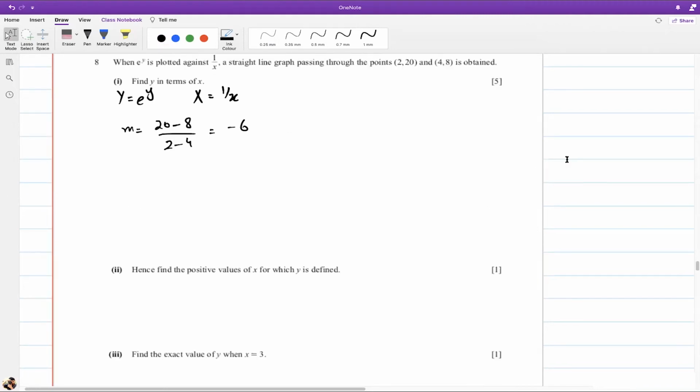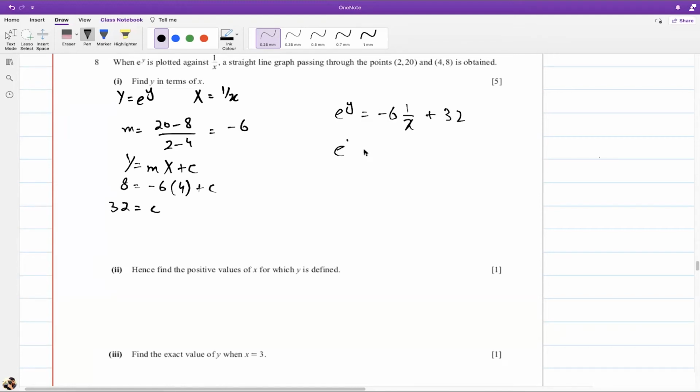All right, so now I have this equation y equals mx plus c. I just pick the simpler point, 8 equals minus 6 times 4 plus c. So this, when I solve it, comes out to be 32. So I have e power y equals mx plus c. So now we simplify this we get minus 6 over x plus 32.